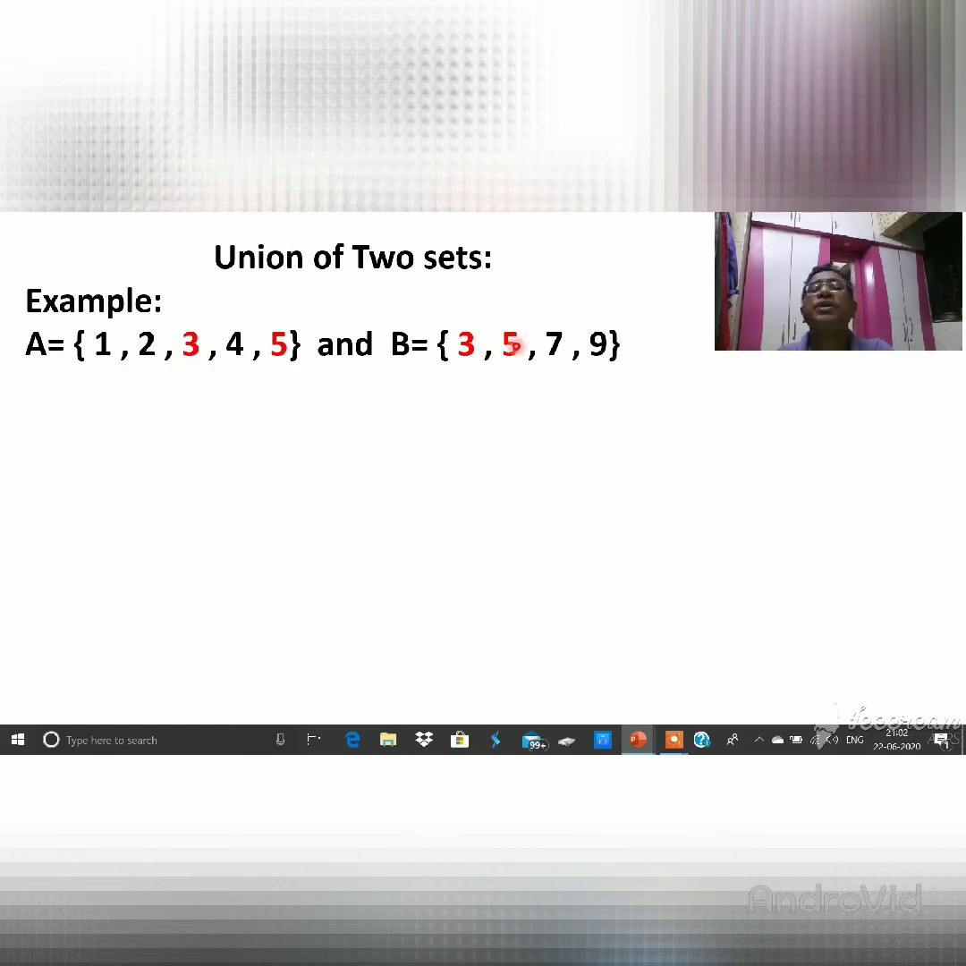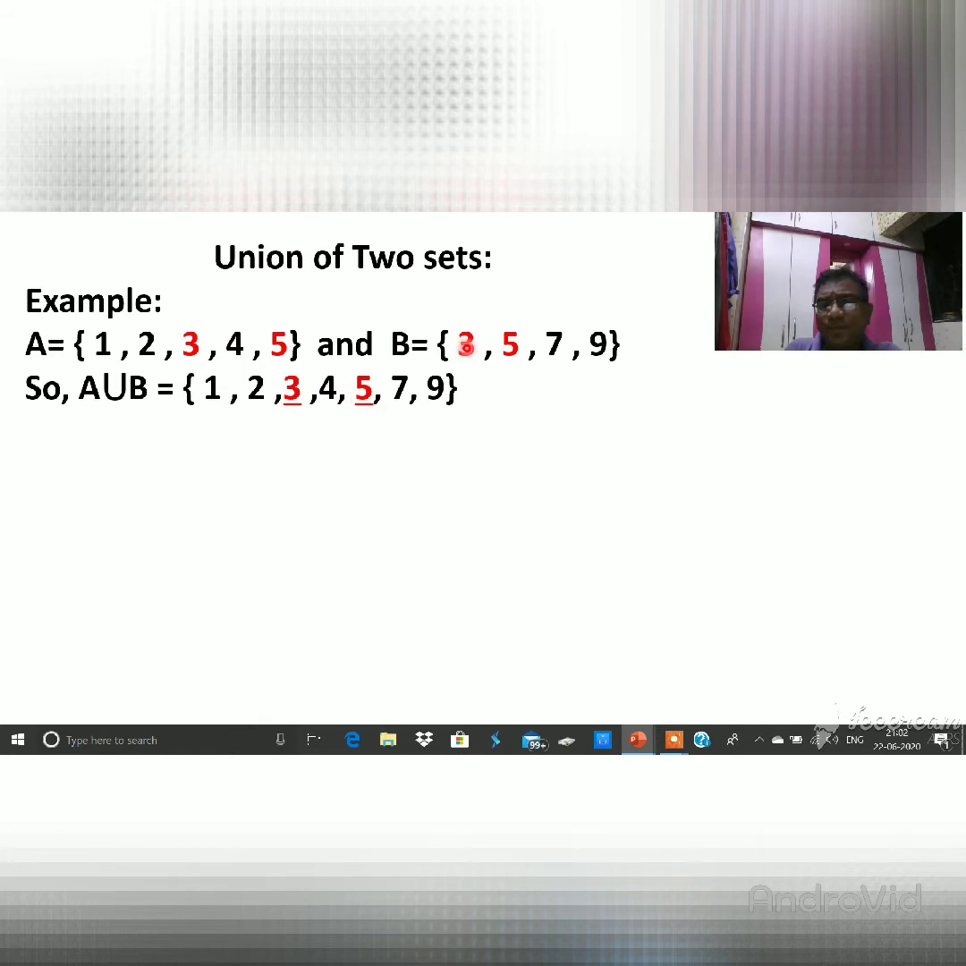Here also 3, here also 3, here also 5 and here also 5. So that can be written single times. See the union. This sign is called the union sign. So A union B. First you write the A set: 1, 2, 3, 4, 5. Okay, so that A set is written.